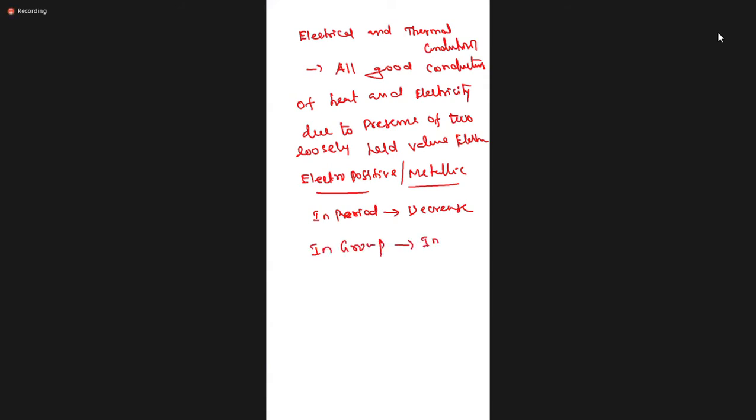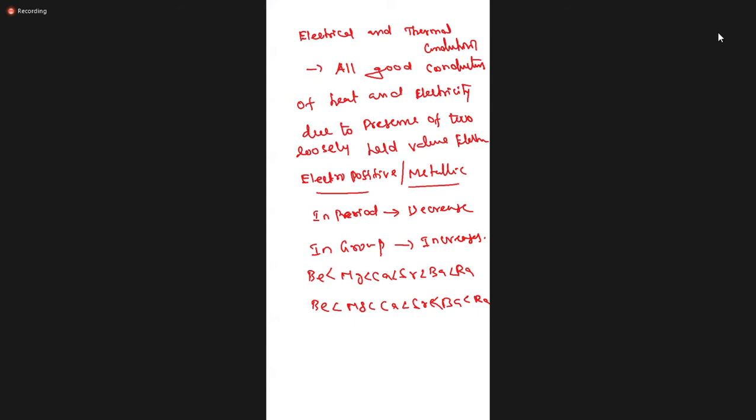In a group, what will happen? Increases. So electropositivity down the group increases. That means beryllium, magnesium, calcium, strontium, barium, radium. Down the group, electropositive character increases. Down the group, metallic character also increases.